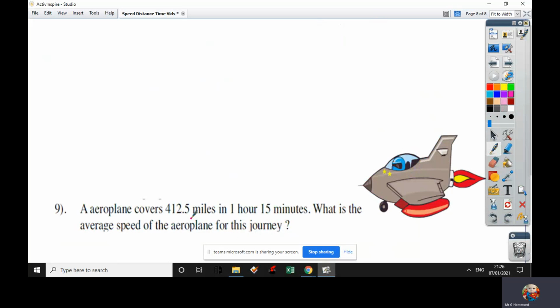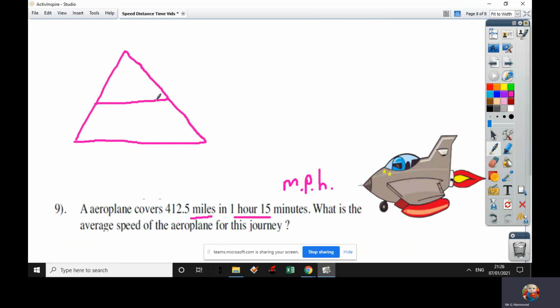Well, seeing as we're talking about miles for the distance and hours and minutes for the time, it's going to be in miles per hour, commonly abbreviated to mph, in speed. And we need to figure out what that average speed is. So first thing we're going to do is draw ourselves the triangle. Remember to revise this topic: SDT, speed, distance, time. S on the left, D in the middle, T on the right.